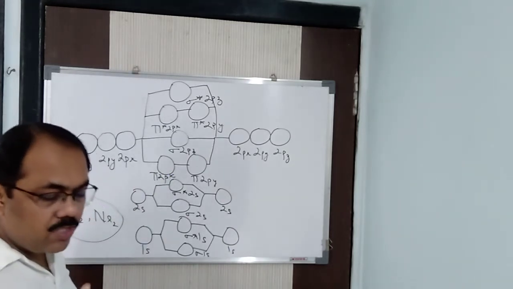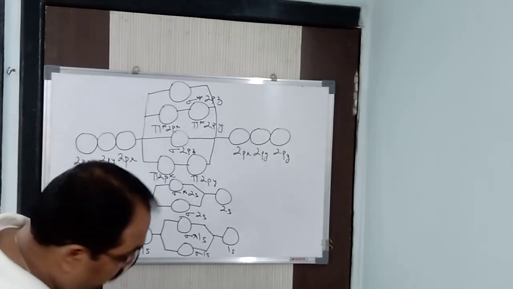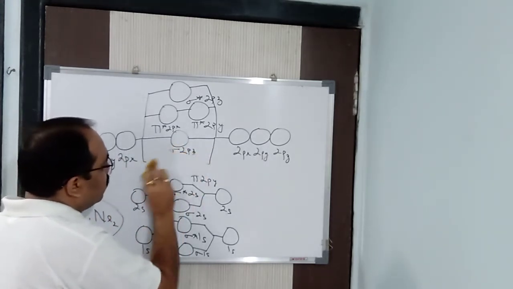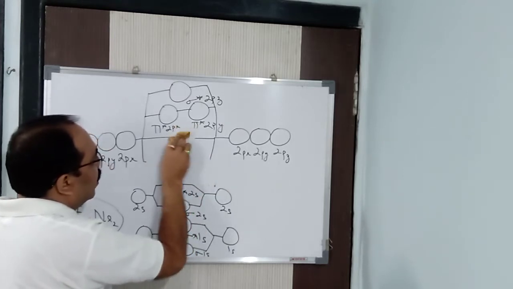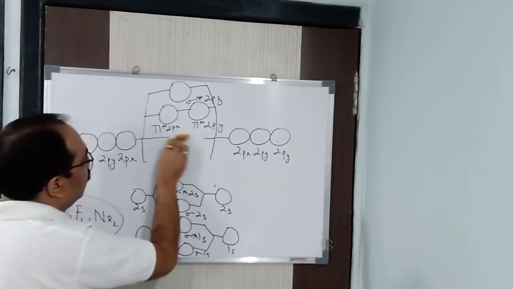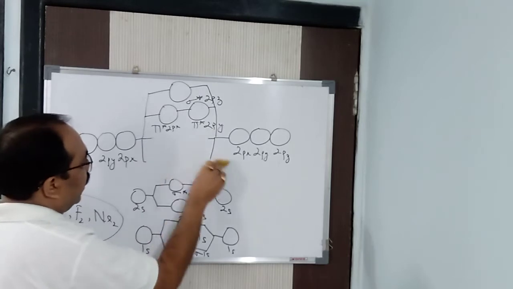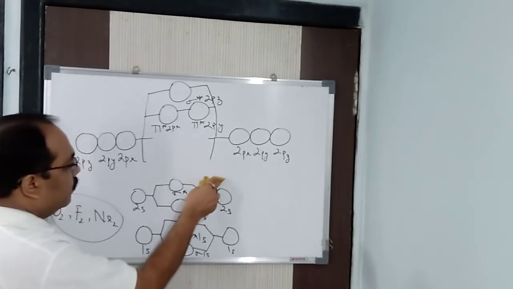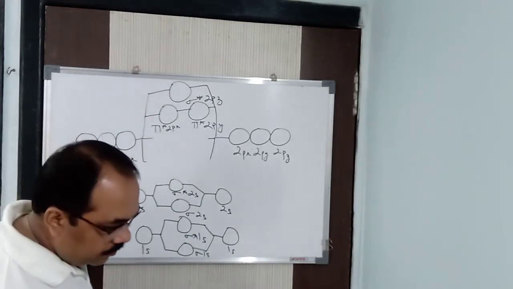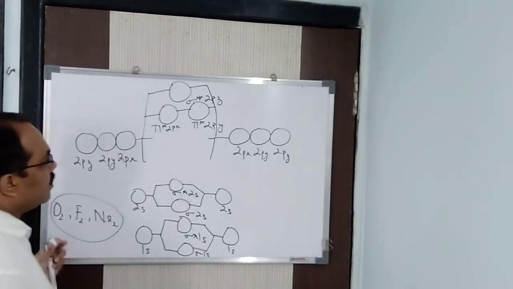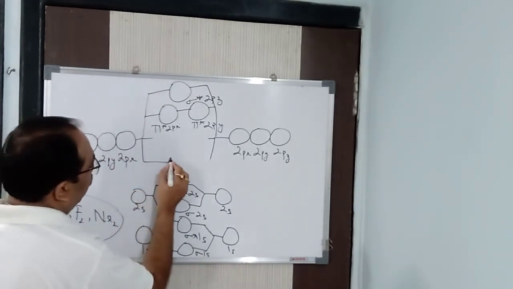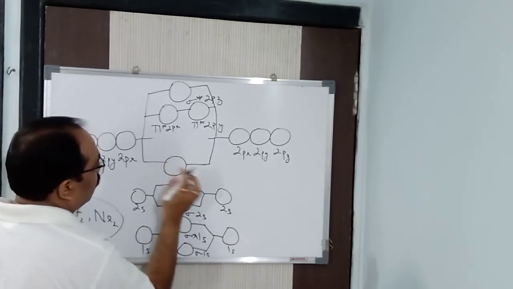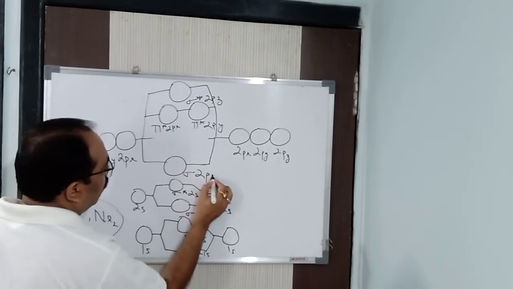But this is opposite in case of oxygen, fluorine and neon. Opposite means, what you find is that in case of oxygen, fluorine and neon, the diagram is this way. Up to this much, no problem. Beyond this also no problem. What you find here is that first we will fill this one. This one means sigma 2pz.